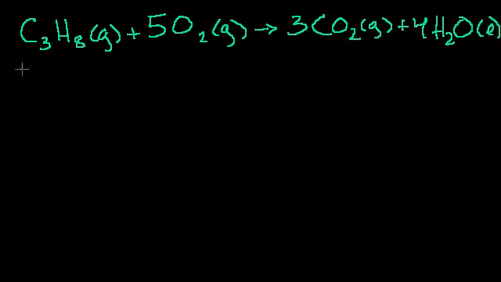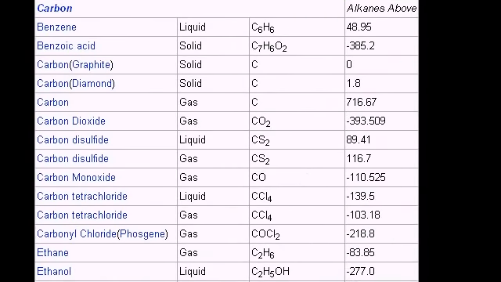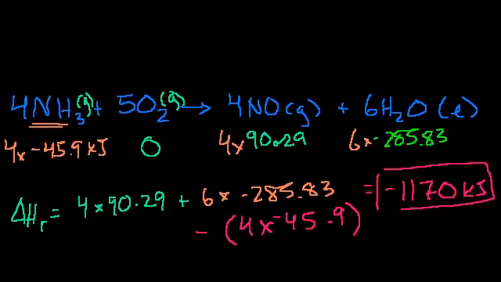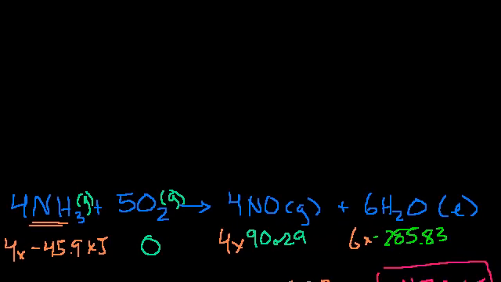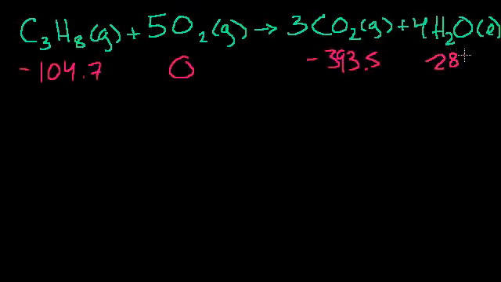So let me write that down. Minus 104.7. Heat of formation of oxygen is in its elemental state. That's how you always find oxygen. So it's just 0. Heat of formation of carbon dioxide, as a gas, is minus 393.5. And water, we already figured that out. It's minus 285.83. So how much heat is formed when we combust 1 mole of propane right here?